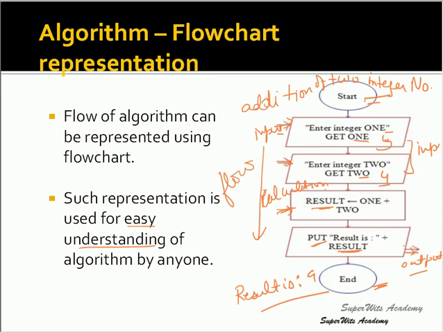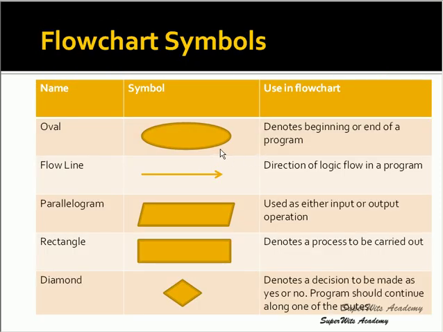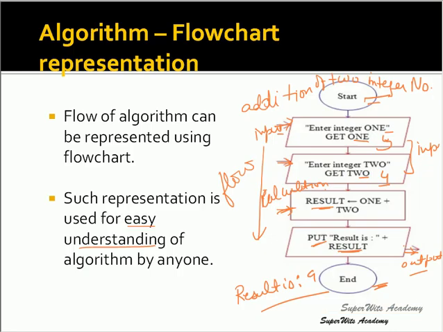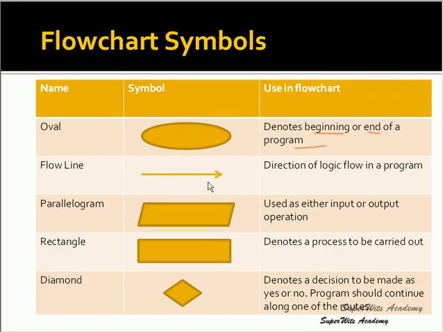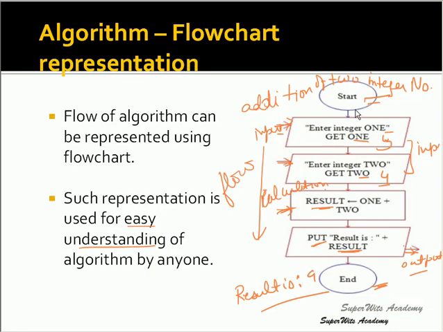So if I come to the basic notations, which are defined as standard, oval is used for denoting the beginning and end of the program, like we have described here. Then flow lines are basically used for connection or defining the logical flow of the program. Like if I come to that flowchart again, this is the arrow, this is the arrow, this is the arrow. So this is defining the flow, right?